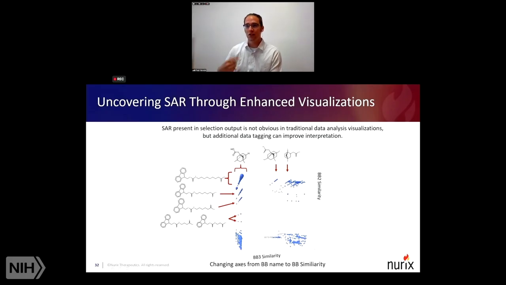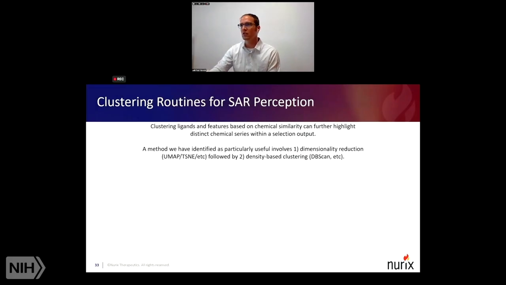Obviously, doing this iteratively for each ligand in your output is going to be difficult. But I just want to illustrate that this will help you understand the chemical diversity in your output. But we can turn to an appropriate clustering routine to really get a sense of the diversity at the global level for the enriched output. So a methodology that we've identified, which is particularly productive, is a dimensionality reduction step using something like UMAP, and then a density-based clustering such as dbScan.